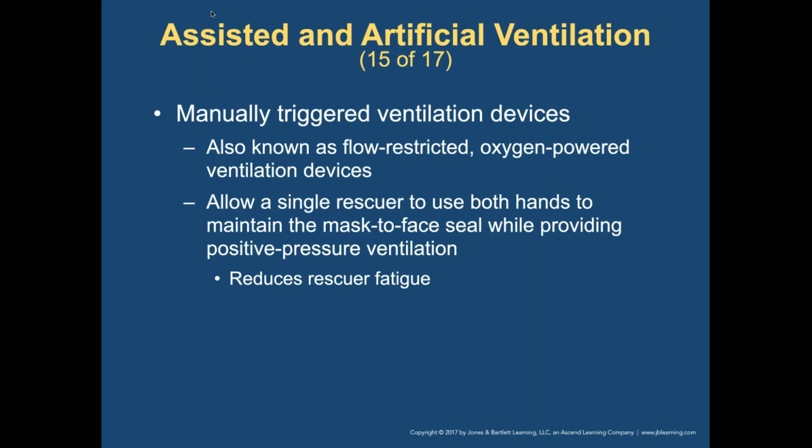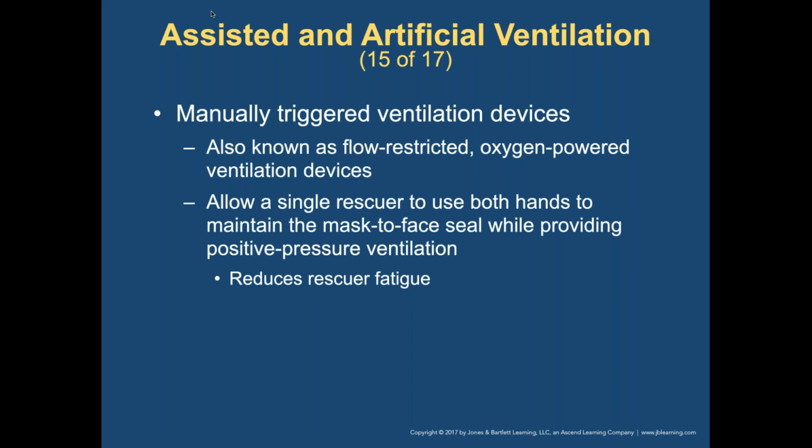This allows a single rescuer to use both hands to maintain a mask seal on a face while providing positive pressure ventilation. So instead of having to operate the bag on the bag valve mask, you just use both hands to hold the seal, and this device shoves oxygen into their throat automatically. The thing about it is you have to set the amount of air. It's like using a vent. So you set the amount of air that you want to give them, and if you don't set it right, you push too much air in and it pops their lungs.